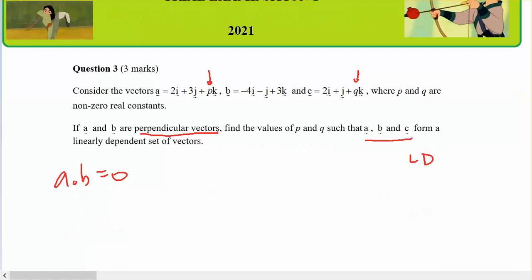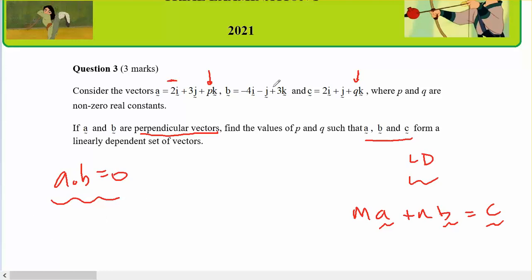Okay, so there are the two pieces of information that I know: that M times A plus N times B should equal C. So I can set up simultaneous equations. So let's do perpendicular first.